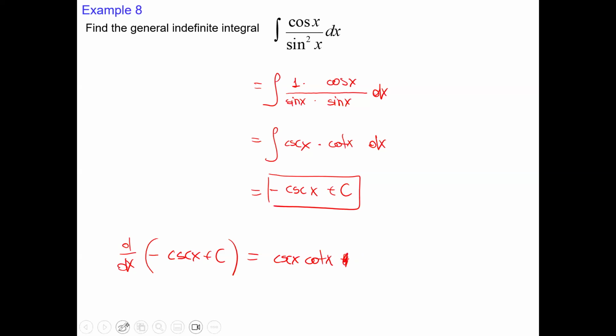So the negative compensates, and now it's positive. That's good. But remember to rewrite, especially when we see a quotient or a product, we have to do it. This one is the direct antiderivative. Okay, let's do one more problem now, and then we will be done.